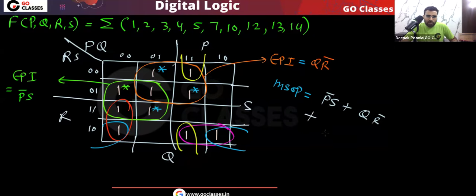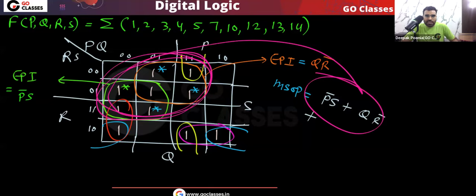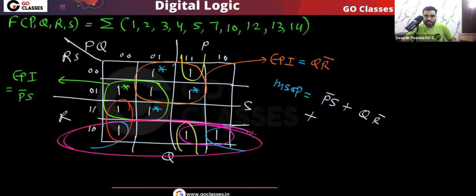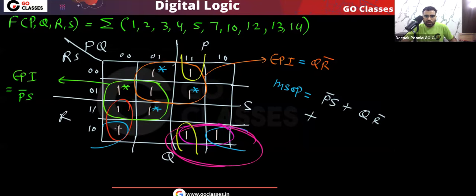These PIs I have already taken, so basically look at these one cells. These one cells I have already considered, or I can say I have already covered. Now how many one cells are remaining? These three one cells are remaining, these two and this. To cover these three one cells, I will use the minimum number of PIs. Then I will get my minimal SOP expression.